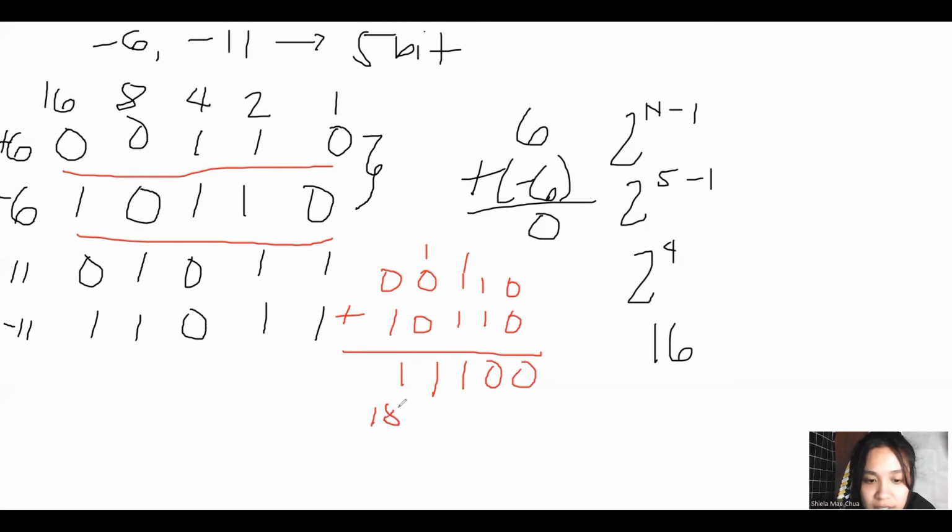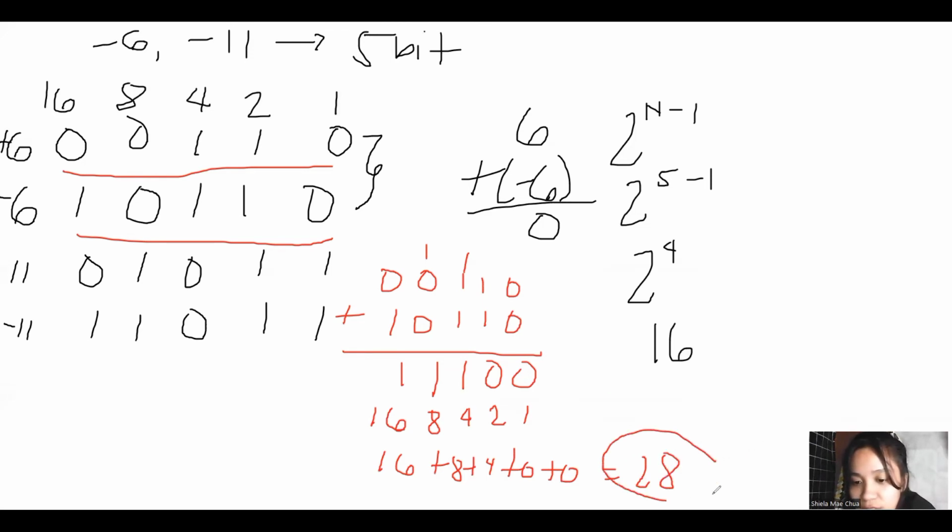So if it's 16, then it's 8, 4, 2, and 1. 16 plus 8 plus 4 plus 0 plus 0 is basically 28. As you can see, 28 is not equal to 0. What does it mean? This method of representing negative numbers, the sign magnitude method, is a very easy and user-friendly method. However, it doesn't work very well for computers, especially when computers need to perform operations such as additions or subtractions.